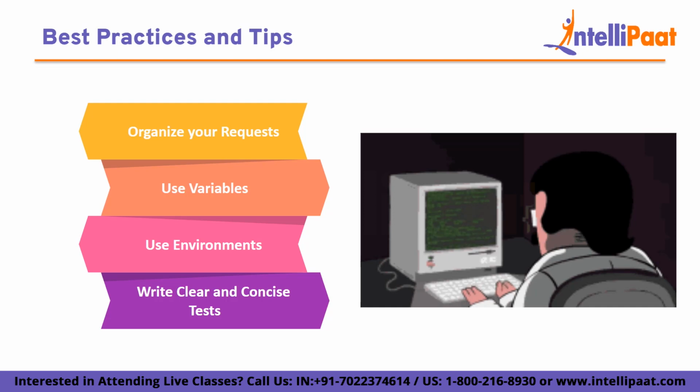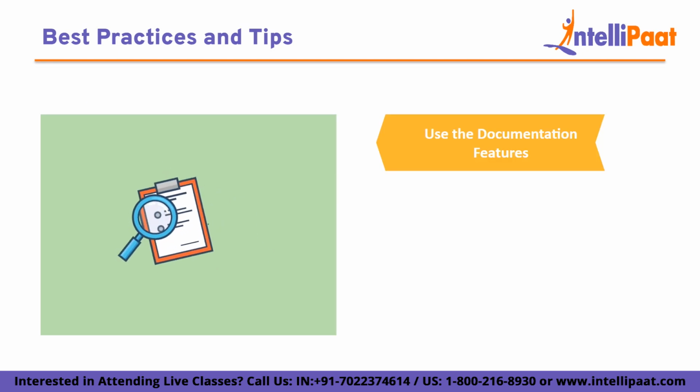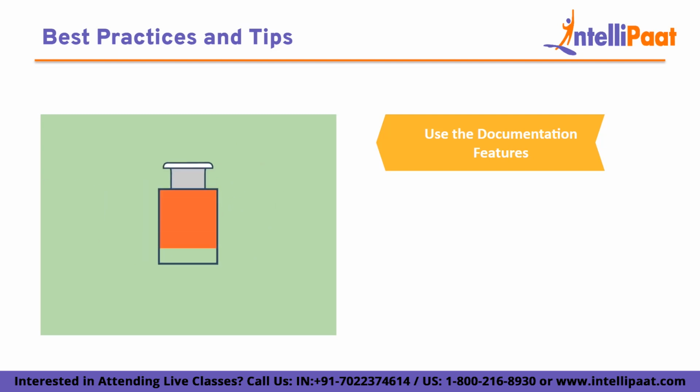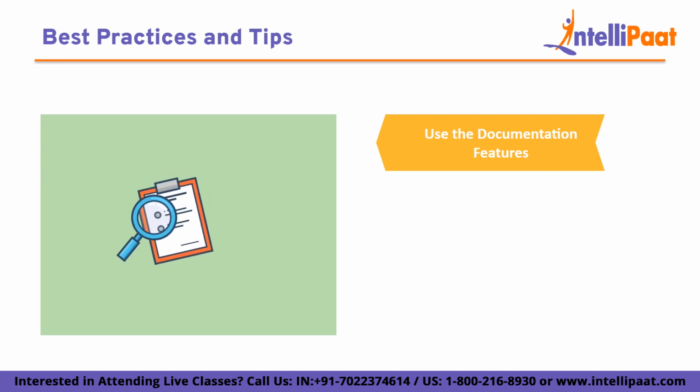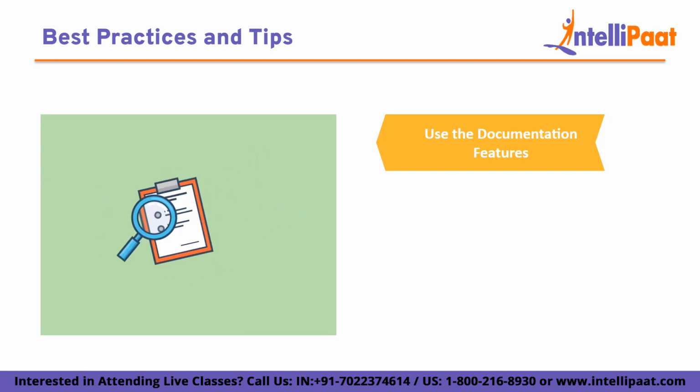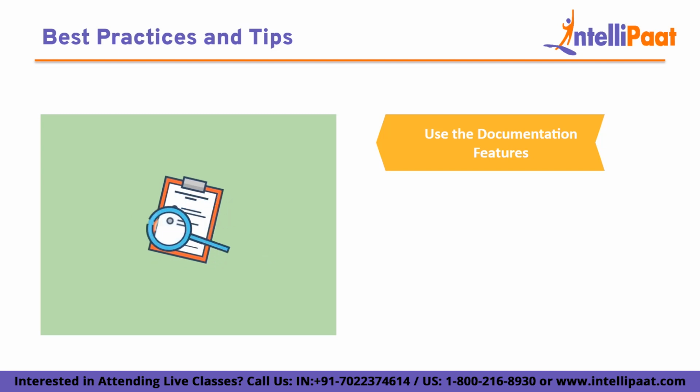Moving on, writing clear and concise tests. One should definitely write clear and concise tests for your API requests to ensure that they are working as expected. Use assertions to verify the response data and check for error conditions. Using the documentation features. Use the documentation features in Postman to create clear and concise documentation for your APIs. Use descriptive names and labels and provide examples and explanations for each request.